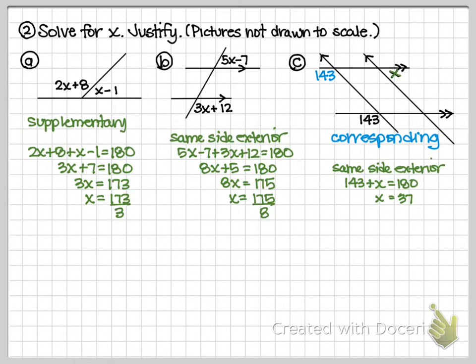Okay, so here are the solutions to these 3. Keep in mind that C can be done multiple ways. I chose to slide up and then looked at the relationship between the x and the 143. It's not the only way that you can do it, but do understand that regardless of the method that you choose, x is going to be 37 degrees. You may have made multiple pit stops, which is totally fine, just as long as you can justify them.